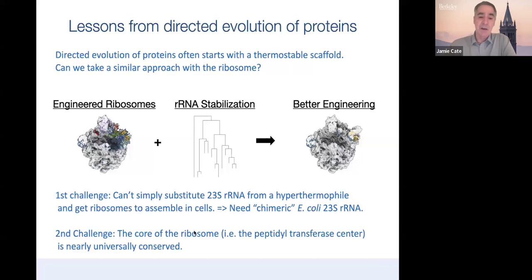And the second challenge is that the core of the ribosome, where the catalytic activity goes on, the peptidyltransferase center, is nearly universally conserved. What does that mean? That means in every form of life on the planet, the nucleotides that surround the area where this chemistry goes on are almost always the same. They almost never vary. And so that makes it hard to decide what I can change if I don't have any examples that ever change.